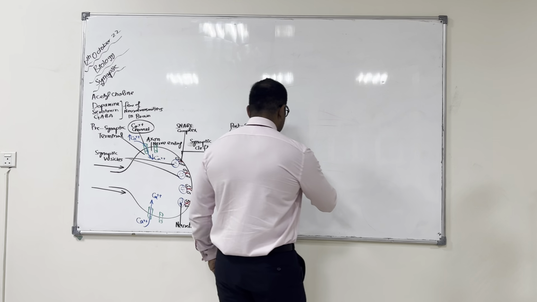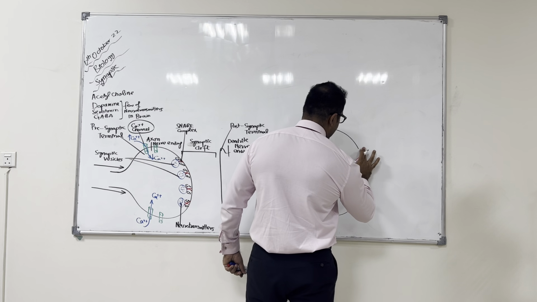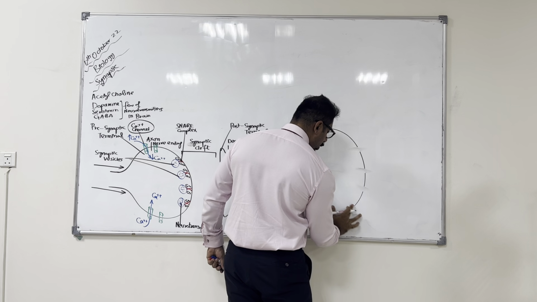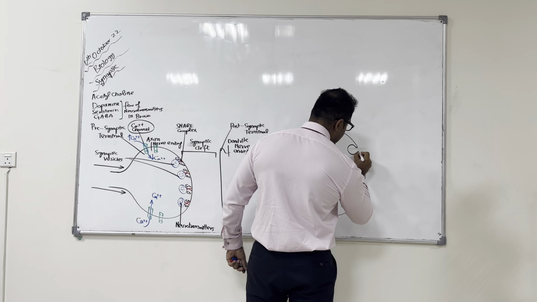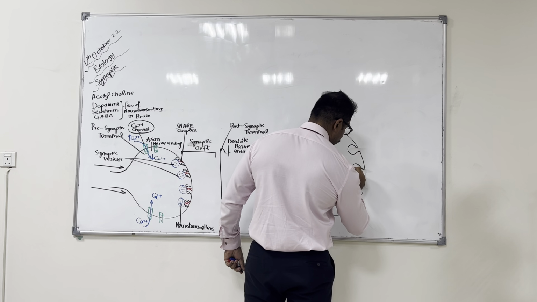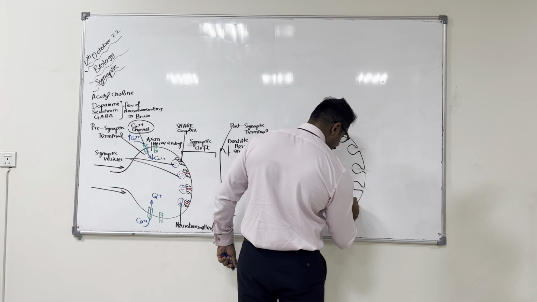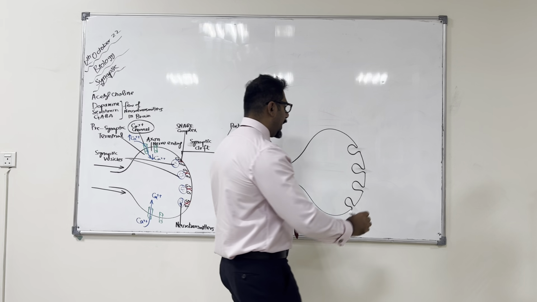Now what will happen? I can show like this, that the snare complex will contract and those vesicles will join like this. These vesicles will join like this.